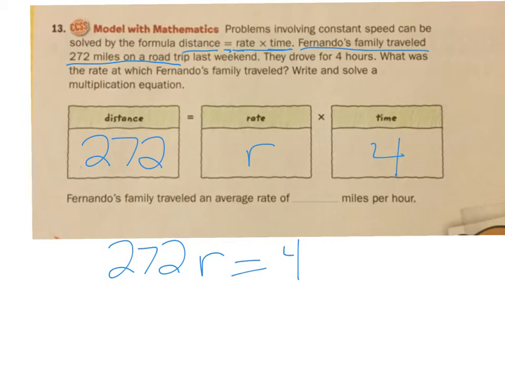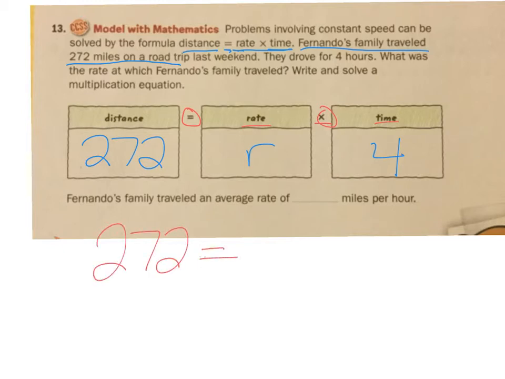Oh, I did that wrong. I did that very wrong. I wasn't looking at my chart. Because if you look closely, here's the equals. We know that it's rate times time. So really it is 272 equals the rate times time. I want to get this R all by itself. I can switch this around because of the commutative property of multiplication. So it's 4R.